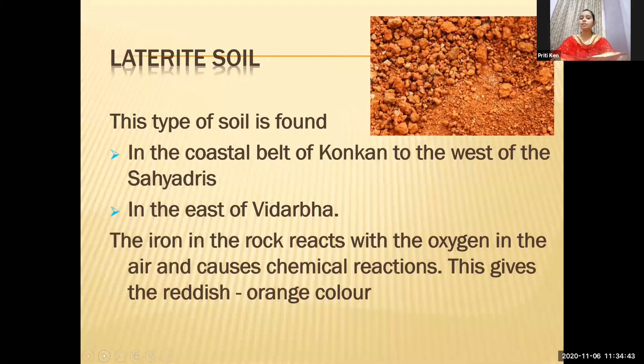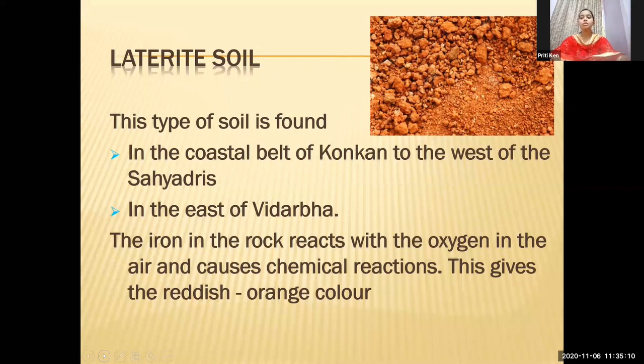The iron in the rock reacts with the oxygen in the air and a chemical reaction takes place. This gives this soil its reddish color. See, the iron is there in this soil. Iron is black in color mostly. Black, reddish black, this type of color is of iron. And this iron in the soil reacts with the oxygen in the air.